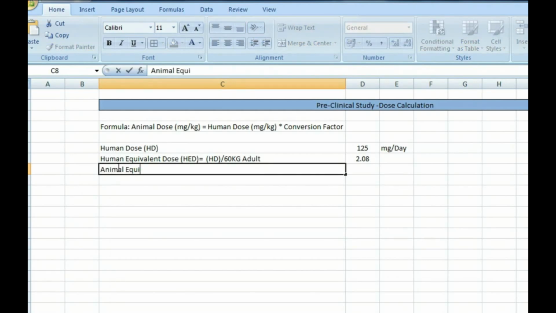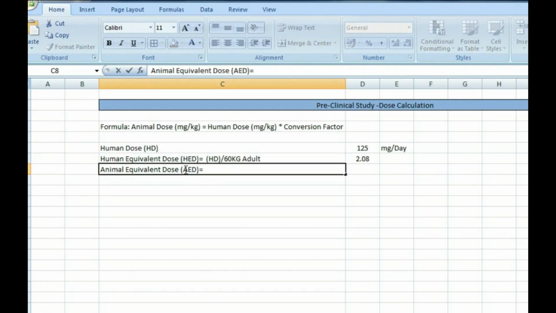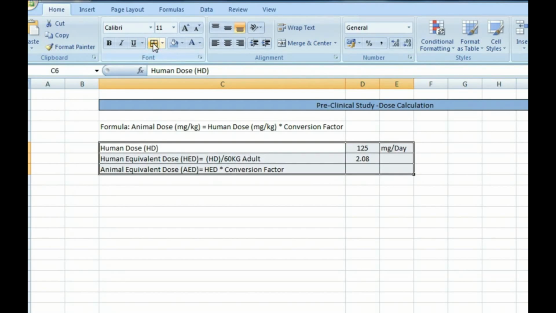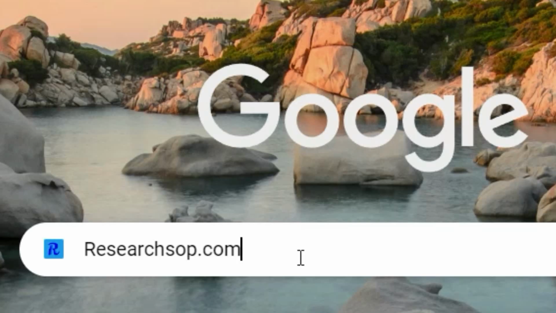And next is animal equivalent dose, HED into conversion factor. So we have written that, and here we are going to write all conversion factors. Suppose rat, so the rat conversion factor is 6.17, and I will show you a chart where you can get this conversion factor. The mice conversion factor is 12.33 and rabbit is 3.08.